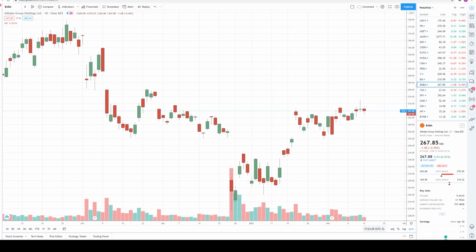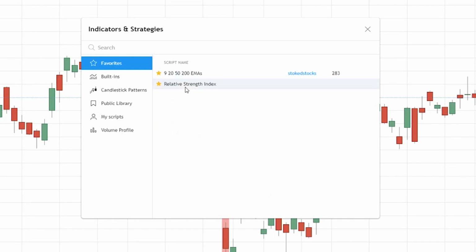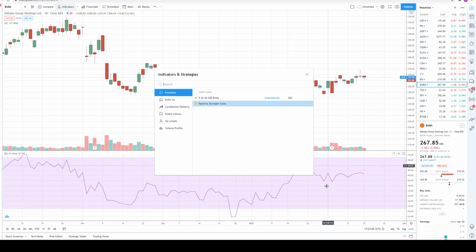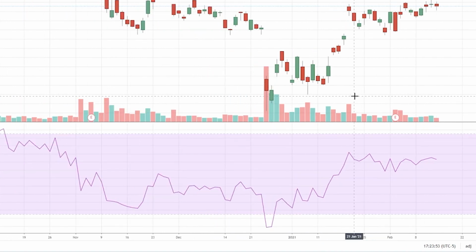And what I want you to do is go over here to indicators, okay? And you're going to click on it and search for relative strength index. I already have this bookmarked and saved because I use it all the time. And once you find it and you click on it, then this bottom chart is going to pop up, okay? And this is where the gold is. This is what you're going to use for this tip.